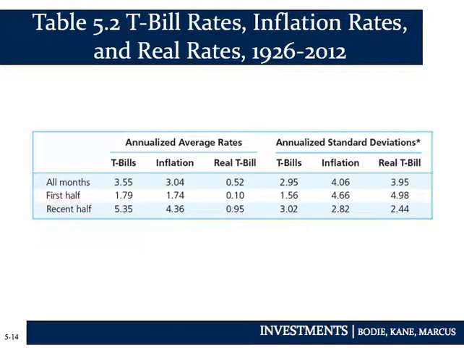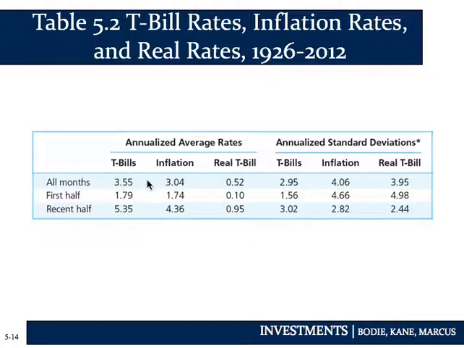Let's talk about some historical rates. This chart shows T-bill rates, inflation, and real rates from 1926 to 2012. These are average annualized rates, so we do not have the rate over the whole holding period. We simply have it per year on average. So we have annualized rates here for all months.